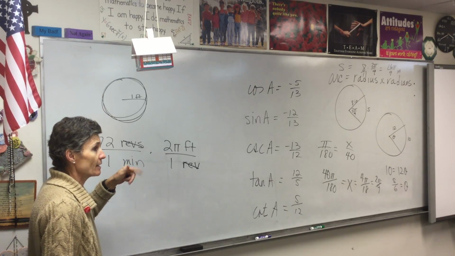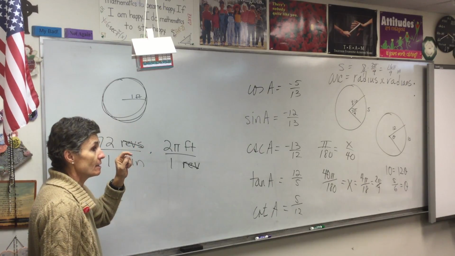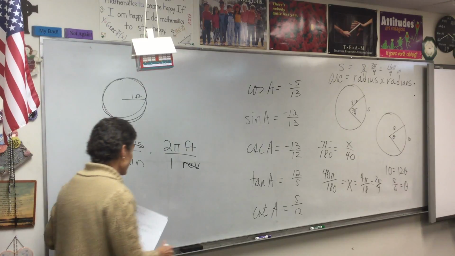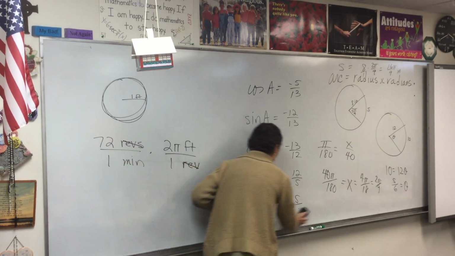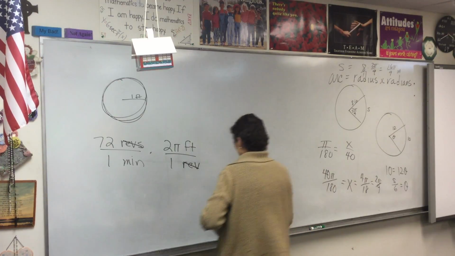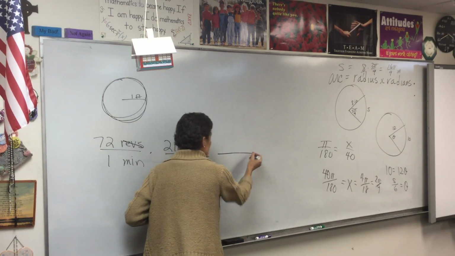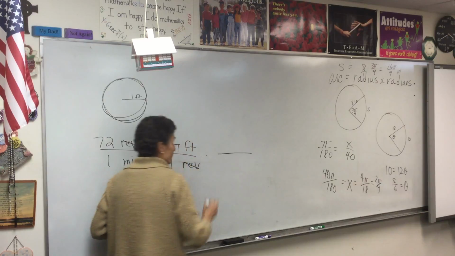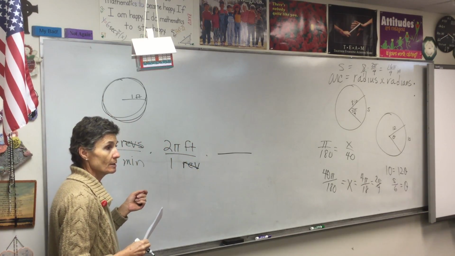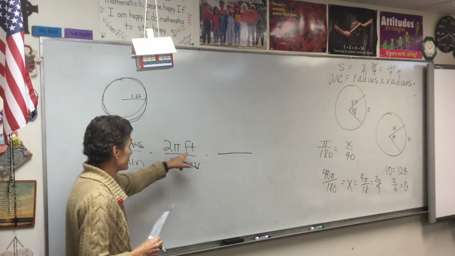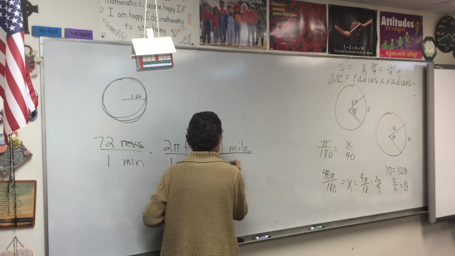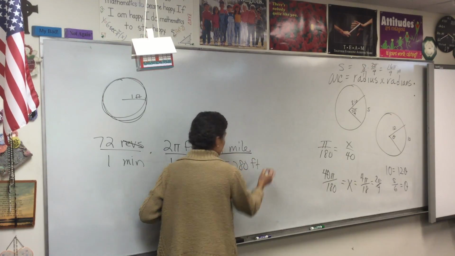And what do I need? I don't need feet per minute. I need miles per hour. All right, so let's get miles. What do we know about feet and miles? We know there are 5,280 feet in a mile. Okay, so I need to cancel out my feet. So I'm going to say 1 mile is 5,280 feet.